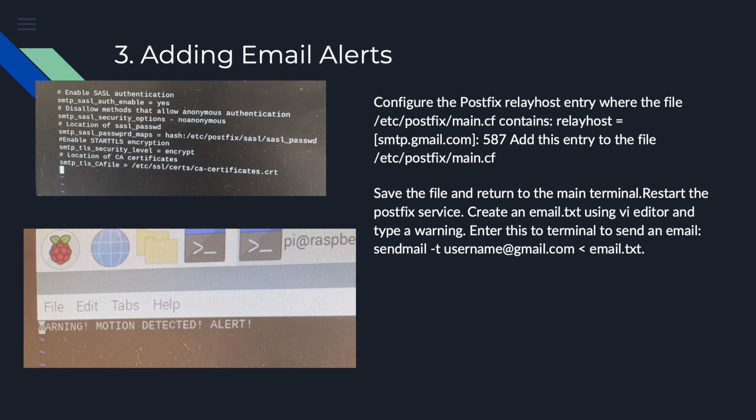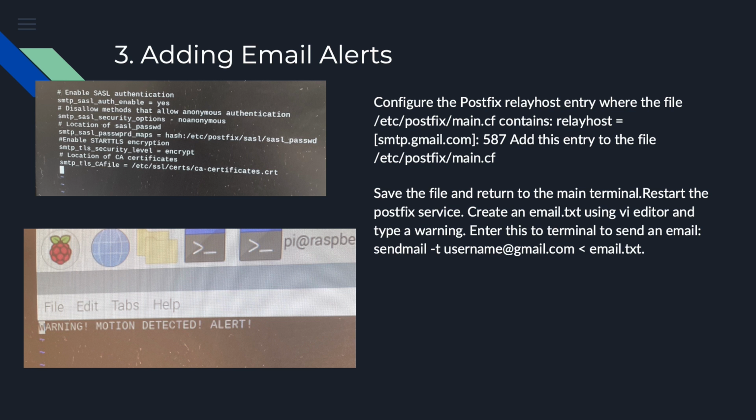Afterwards, we can configure the postfix relay host entry, where the file relayhost equals smtp.gmail.com:587. We can then add the entry on the left to the file postfix/main.cf. It includes enabling SASL authentication, disallowing methods that allow anonymous authentication, the location of the SASL password, enabling TLS encryption, and the location of CA certificates. Then we can save the file and return to the main terminal.